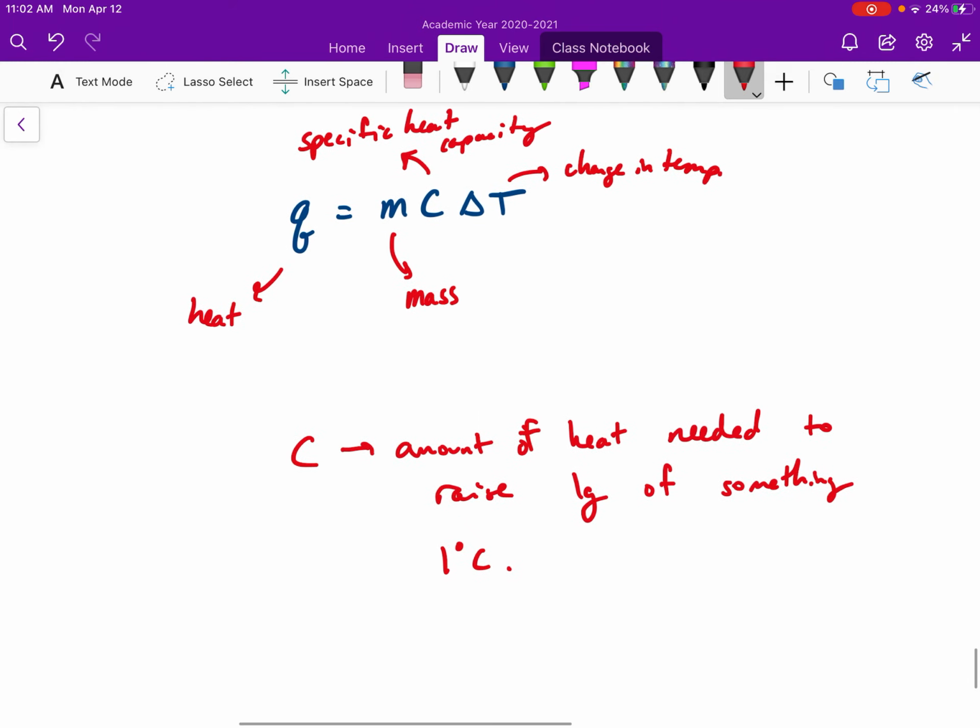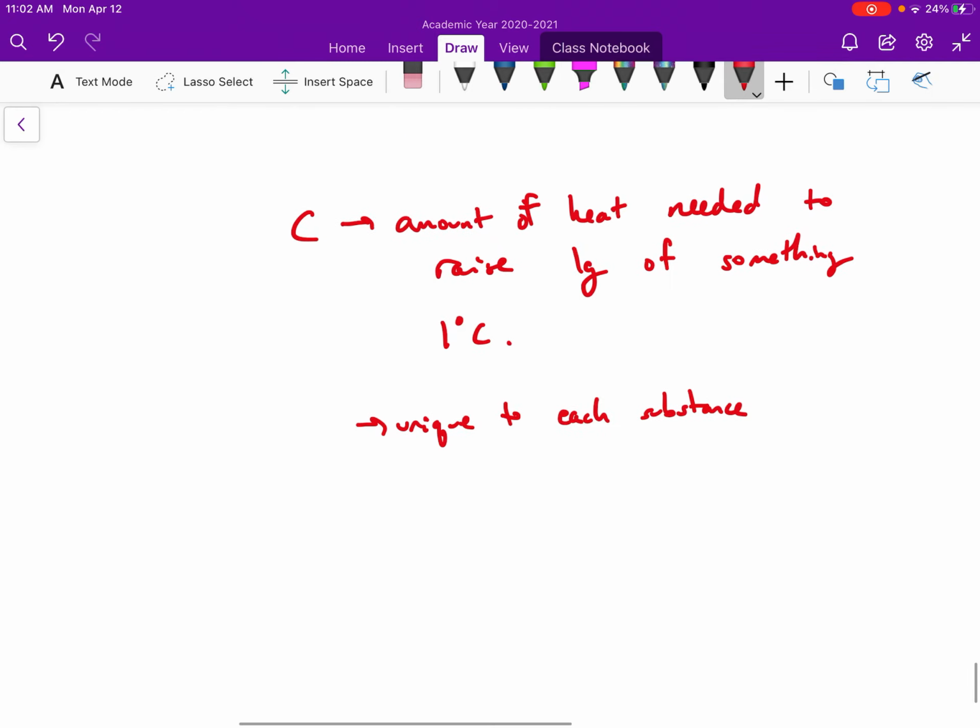Why do we care about this? Well, this is unique to each substance, right? Basically, some things have really high capacities for heat and some things have really low capacities for heat. I'll give you an example. Water has a super high capacity for heat, and I know that because it takes a ton of energy to heat water up.